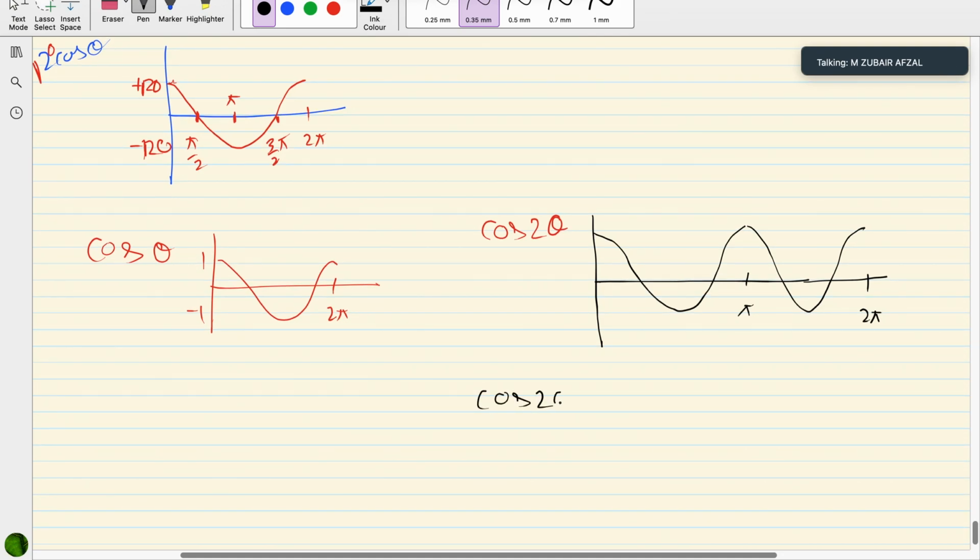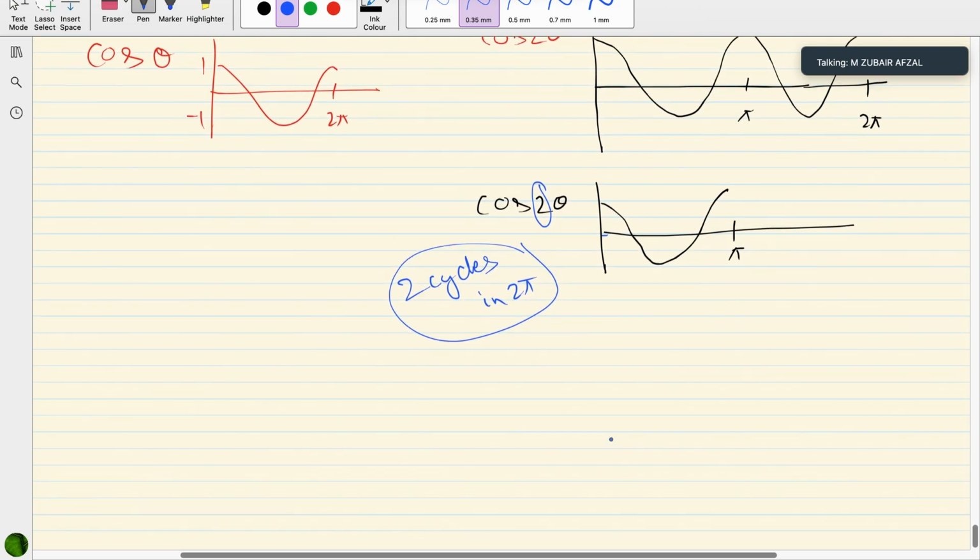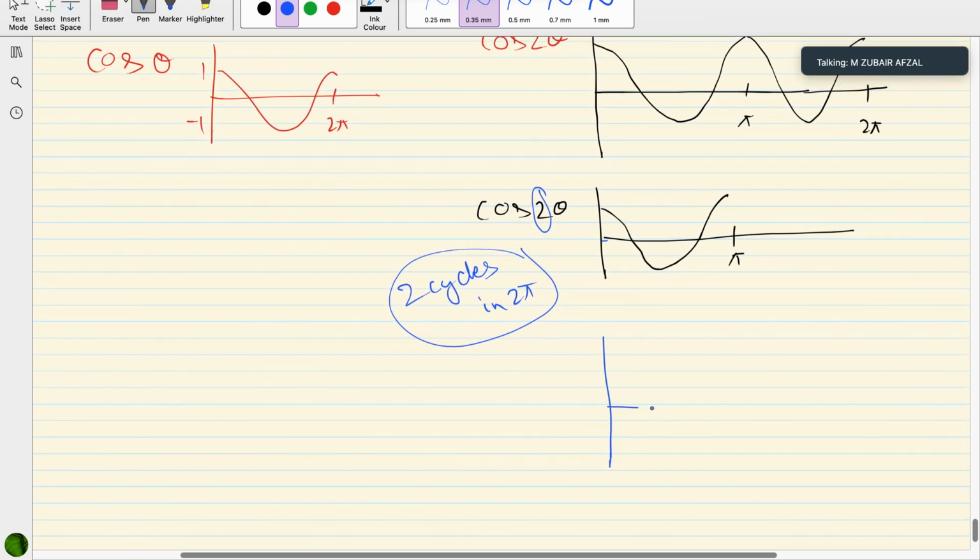If I draw the graph like this and label it pi, this is still cos 2 theta. Why? Because we know that 2 theta means we will be looking at 2 cycles in 2 pi. So that would be 1 cycle in pi. So this is still cos 2 theta. If I still draw the graph for 0 to pi by 2, which actually means 0 to 90 degrees, I draw the graph for cos 2 theta.